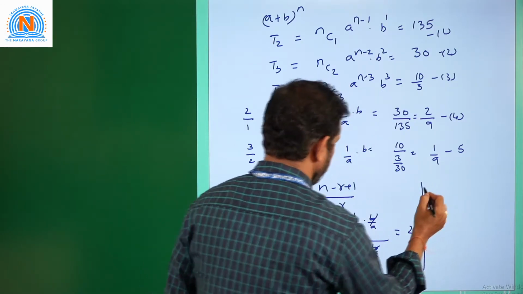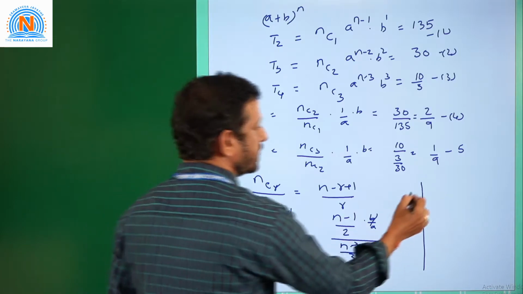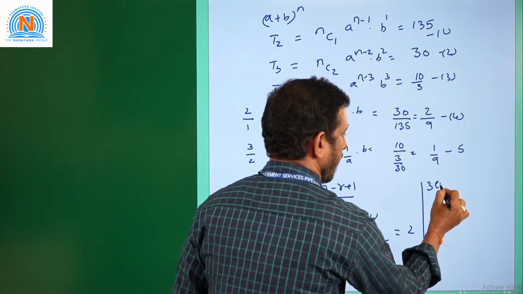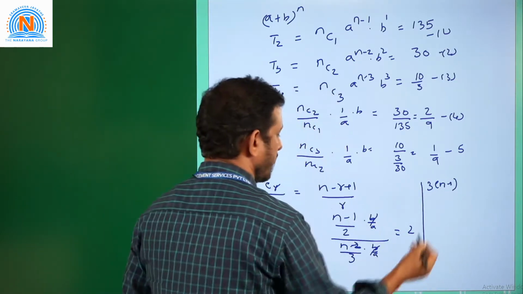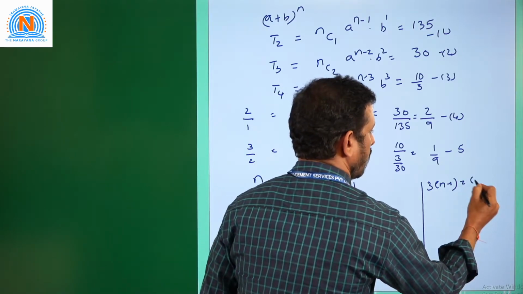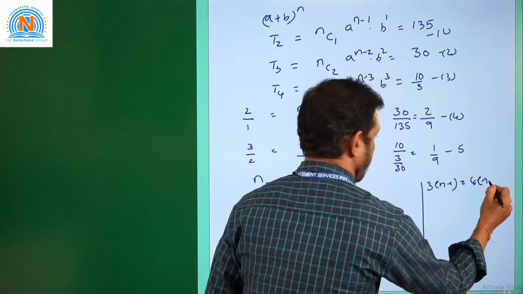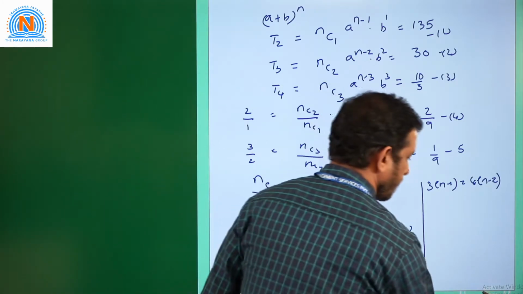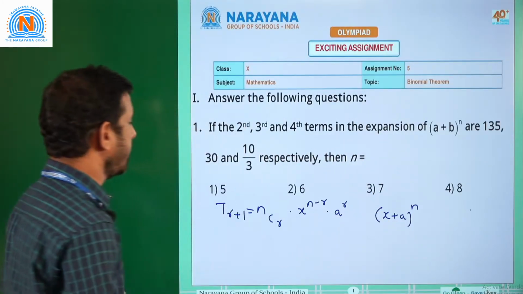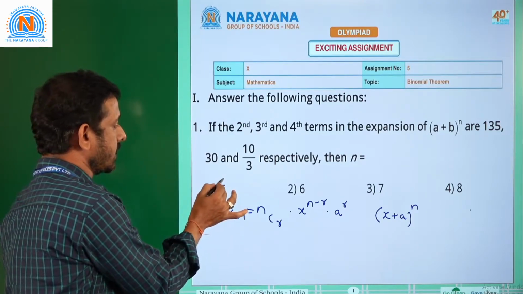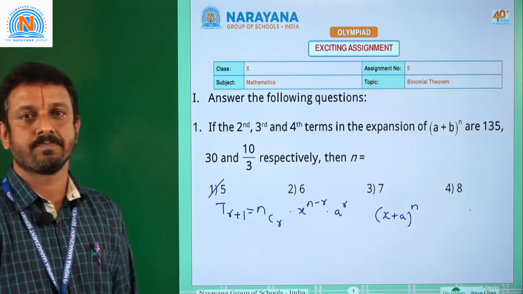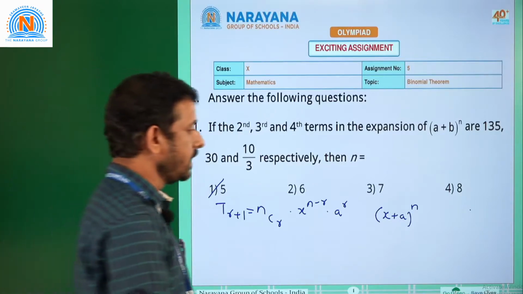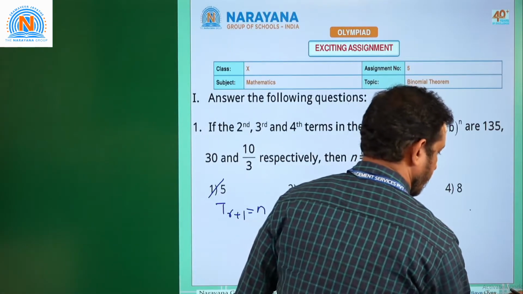So this is (n minus 1)/(n minus 3) times (n minus 1) is equal to 4 times (n minus 2). So when you simplify, you get the value of n. The value of n is equal to 5. That is nothing but option 1. Okay, I hope this is clear. Let us move on to the next question.